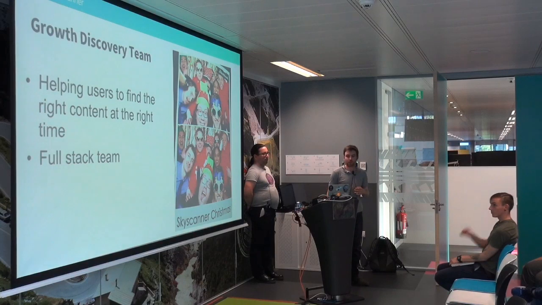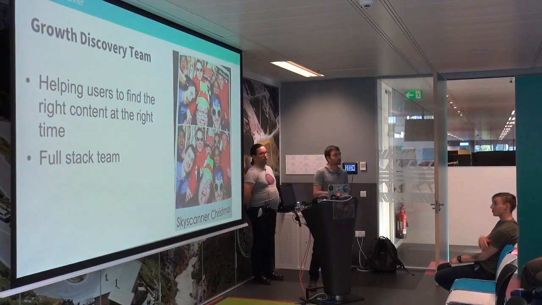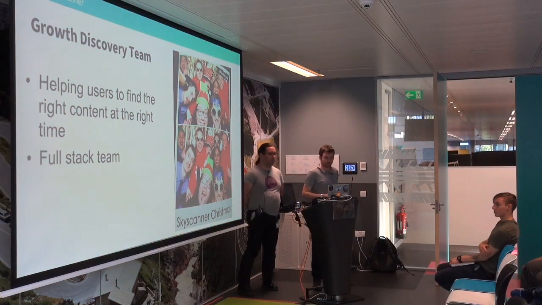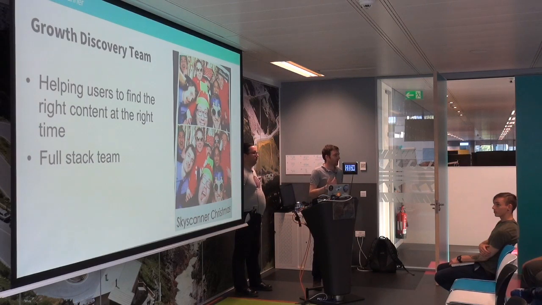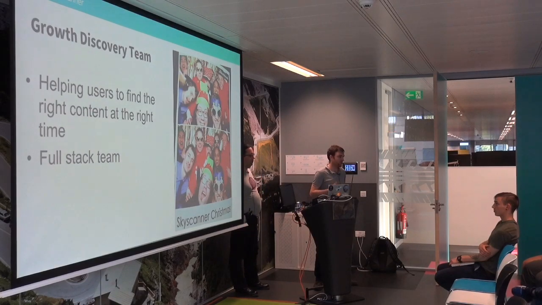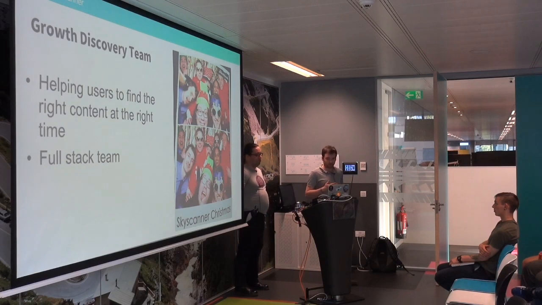So Richard and I, the team that we work in at Skyscanner is called the Growth Discovery Team. Our goal is to try and help users find the right content at the right time. This is us at the Christmas party. We're quite a large team by Skyscanner standards. Skyscanner teams are generally Scrum team sized, 6 or 7 max. We're about 13, spread across Edinburgh and Glasgow.